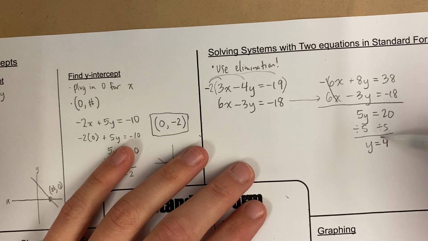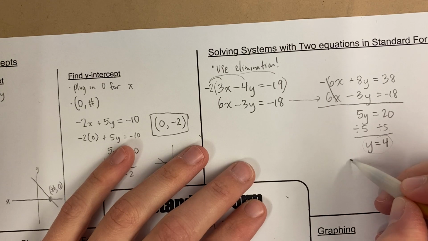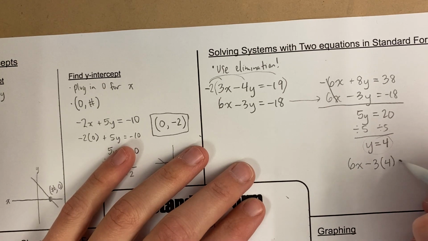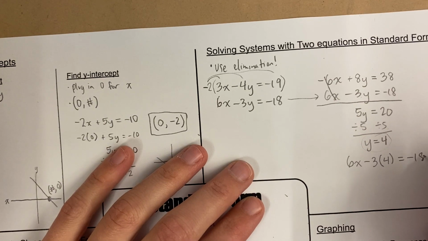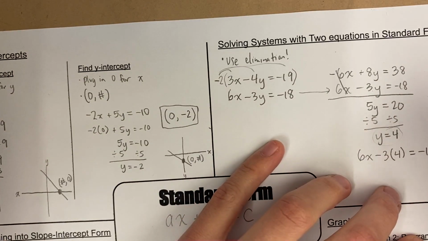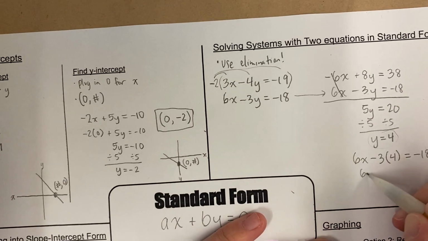Now what do I do? Once I have one value, I'm not done. I take this value, I plug it back into either equation, doesn't matter which one. I'm just going to use this bottom equation. Okay, look what I'm doing. I'm plugging it back in for y. Now let's say I had gotten an x value first, then I would have plugged it in for x. But now I'm just solving for x.